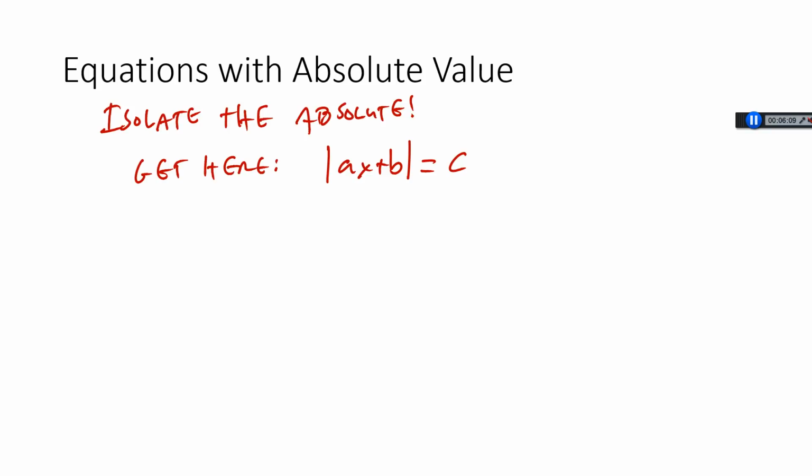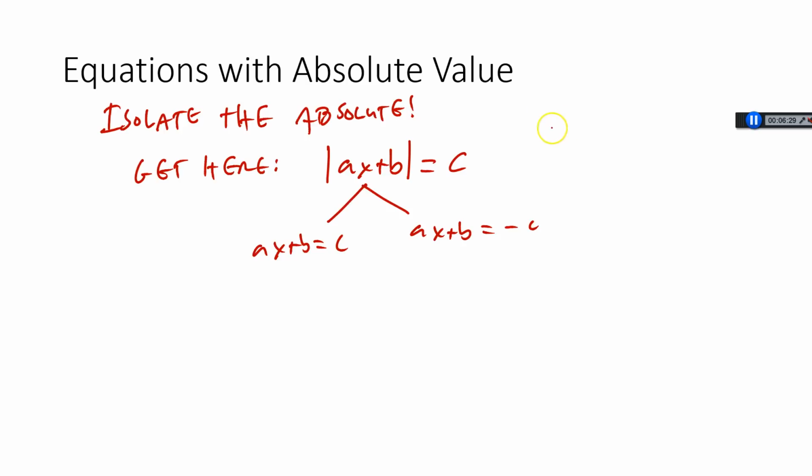So sometimes there might be like an extra thing, like a plus 5 or something. How do you think we get rid of that plus 5? Yeah, we just subtract it from both sides. So if you can get to this point, then what you're going to do is you're going to split this into two equations. Either ax plus b could be equal to c, or ax plus b could be equal to negative c. I'll show you what I mean.